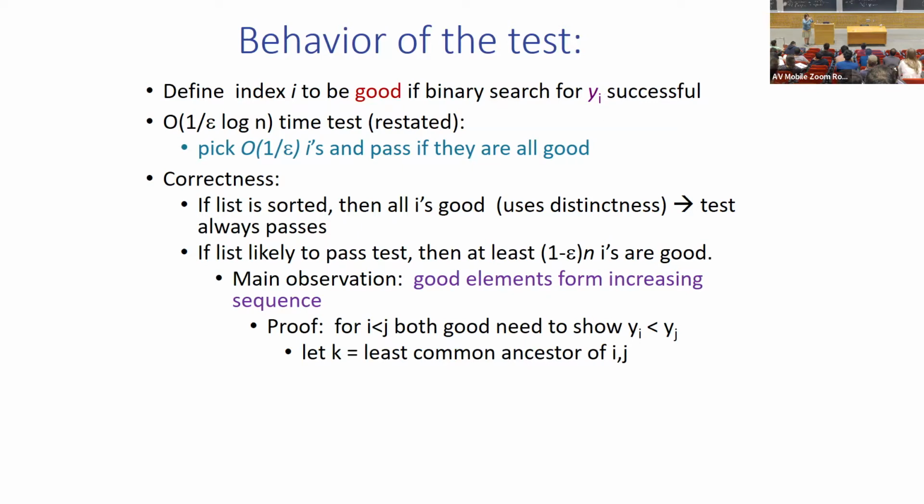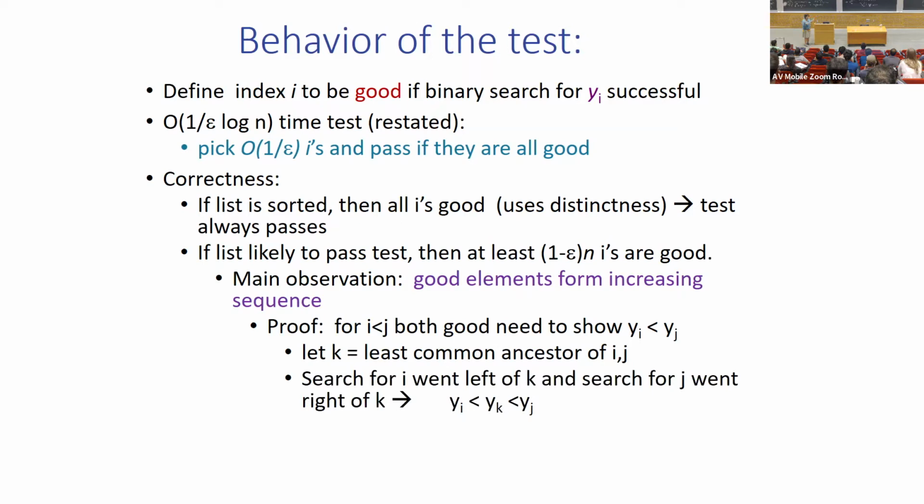They start out in the same place. At some point they split, okay? They split at k. Now when they split at k, i went left. So y sub i is less than y sub k. j went right. So y sub j is greater than y sub k. And therefore y sub i is less than y sub j. That's the whole thing, okay?